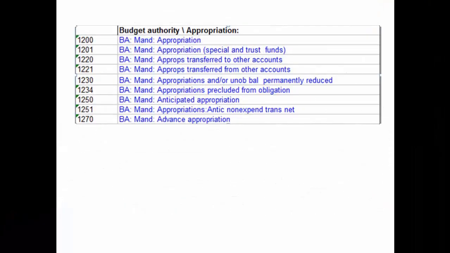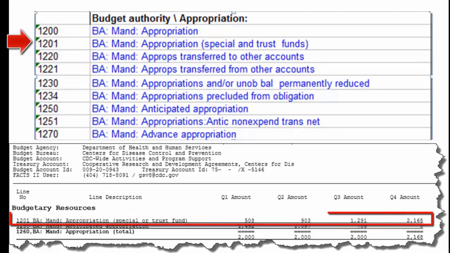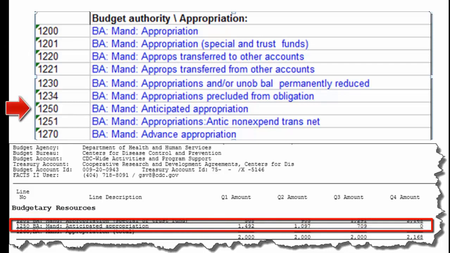Next, we see the mandatory appropriations section beginning with line 1200. These lines are pretty much parallel to the discretionary lines with a few exceptions. You may see line 1201 on trust fund and special fund accounts. This is the CDC CRADA account, for example. Line 1250 is used for accounts like this to reflect anticipated appropriations.